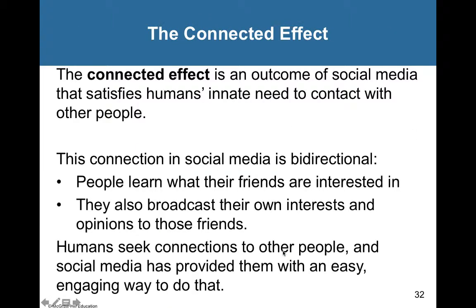Okay, the connected effect is another outcome of social media that is exactly what it sounds like. It satisfies humans' innate need to connect and contact with other people. And it's pretty bidirectional. You learn what your friends are interested in, but they also broadcast their own interests and their opinions to other friends as well. So it's kind of a cycle.